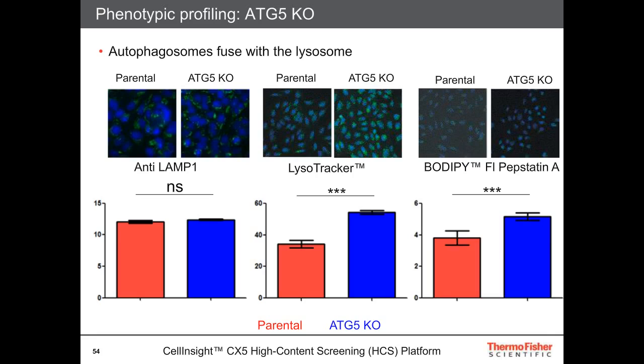We then used a second orthogonal readout of lysosomal activity. This is a BODIPY-FL fluorescent conjugate to the drug pepstatin A. Pepstatin A inhibits cathepsin, binds to active cathepsin, so we can use it to read out cathepsin activity within cells. And we see a significant increase in the BODIPY-FL pepstatin labeling in the knockouts compared to the parental cells, showing these cells do have significantly altered lysosomal properties.